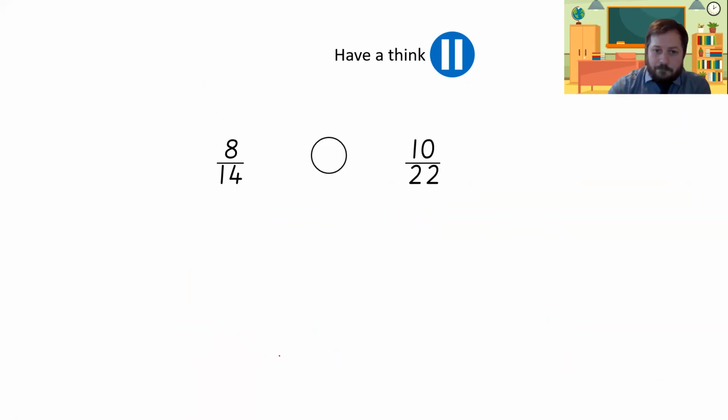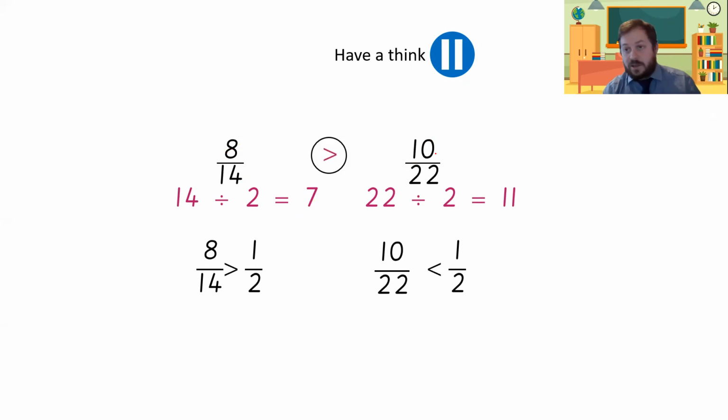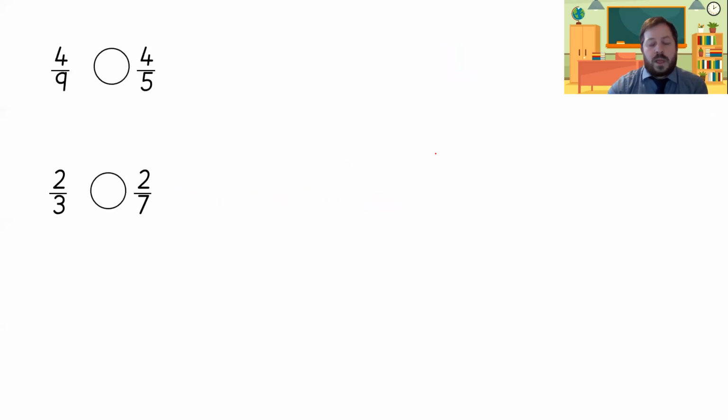Okay, so let's think about it. We know that half of 14 is 7. Okay, so 8 is larger than 7. So this one is greater than a half. Then we also know that half of 22 is 11. 10 is less than 11, so it's less than a half. So the one that is bigger is 8/14. See if you can use it for these ones here.